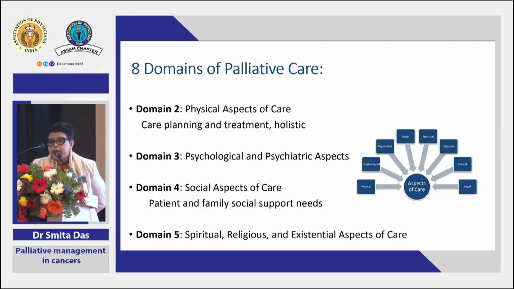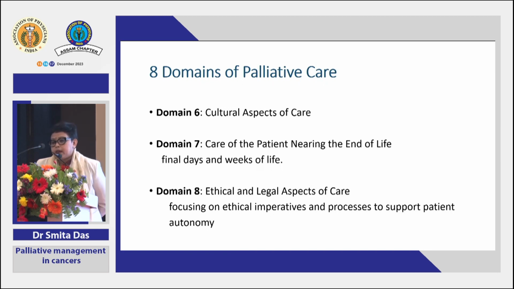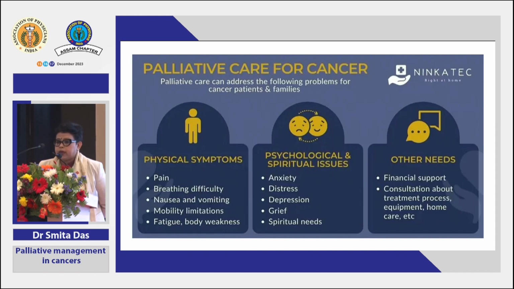So domain number 2 is the physical aspect of care. Number 3 is the psychological and psychiatric aspect. 4th deals with the social aspect of care. And 5th, the spiritual, religious, and existential aspect of care. 6th, cultural aspect of care. 7th is the care of the patient nearing the end of life. And 8th is the ethical and legal aspect of care, where we focus on the ethical imperatives and processes to support patient autonomy. So this is an image just to show how we are going to deal with the physical symptoms, psychosocial and spiritual issues, then the other needs as well.